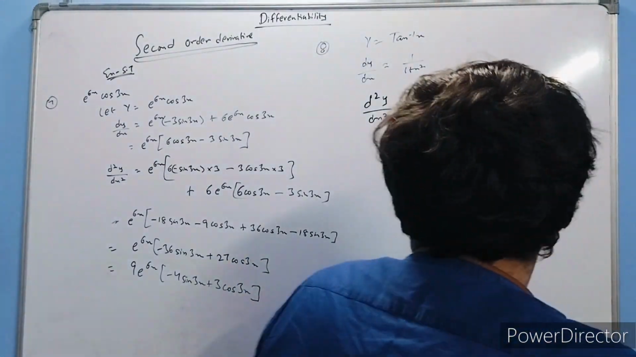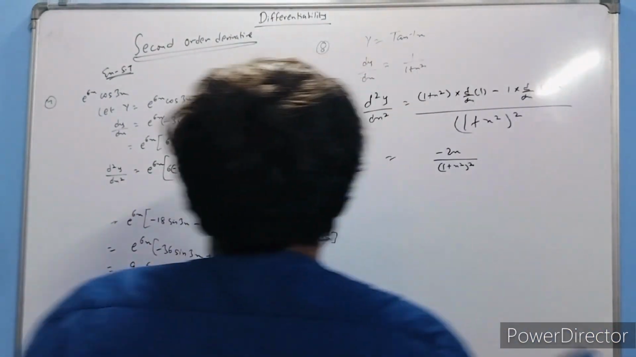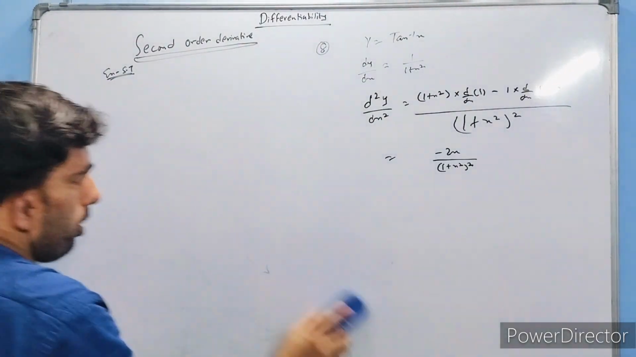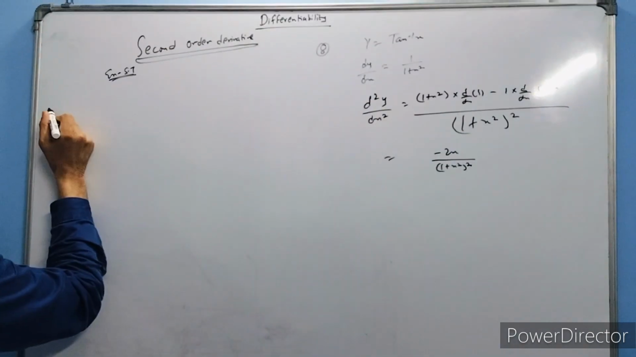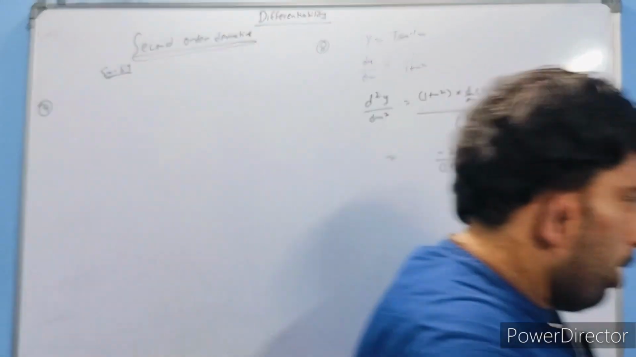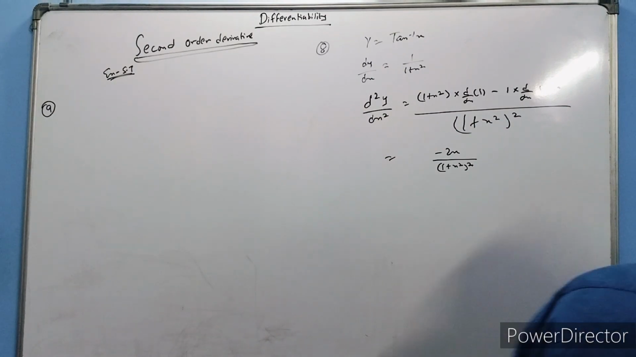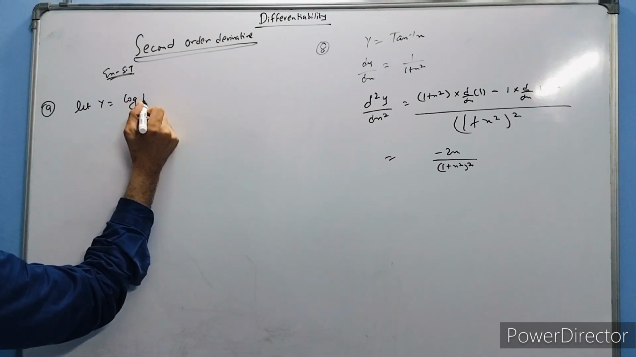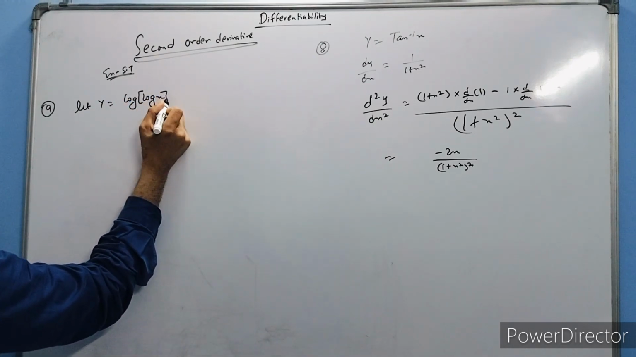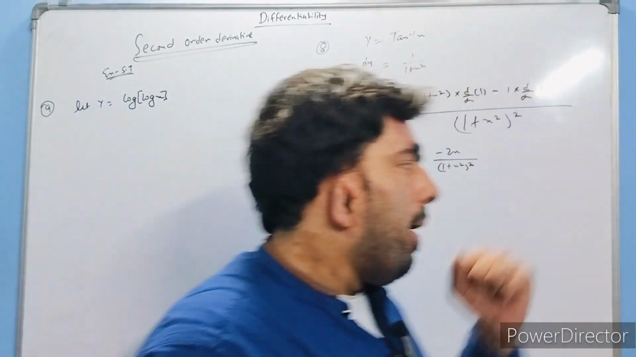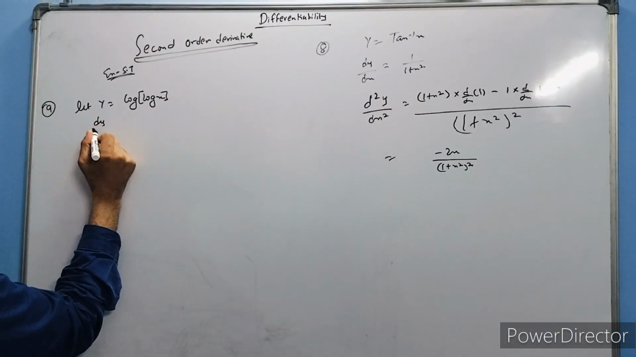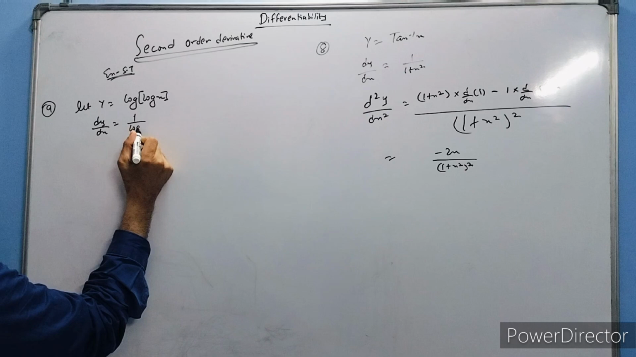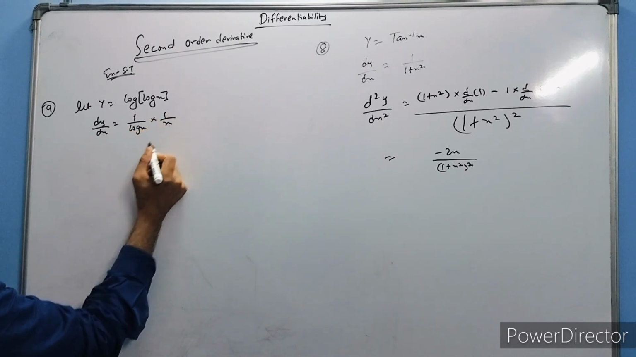Now we'll move on to the 9th question. Okay, so what the 9th question says, let us see. They have given log of log x. Okay, let y is equal to log of log x. So now we'll try to differentiate this. dy upon dx is equal to differentiation of log x, which will be 1 upon log x, into differentiation of log x, which will be 1 upon x.